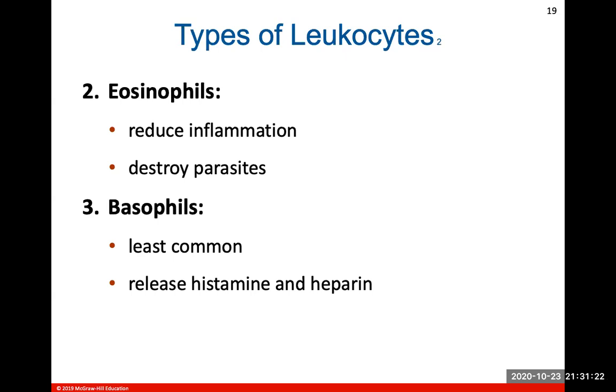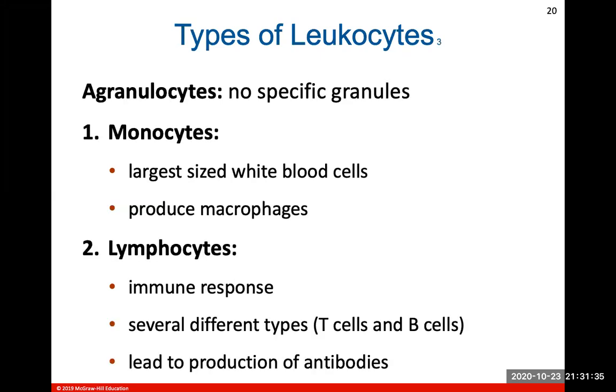They will destroy parasites. And basophils are the least common type of leukocyte. They will release histamine and heparin, which are important in the immune response. Agranulocytes then are the second type of leukocytes, and these will have no specific granules to them. They'll be monocytes or lymphocytes.